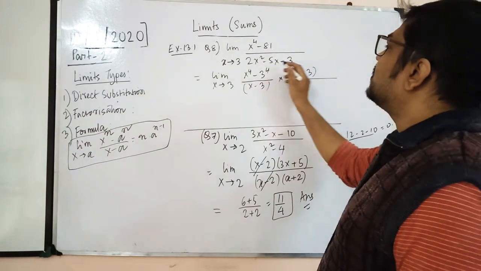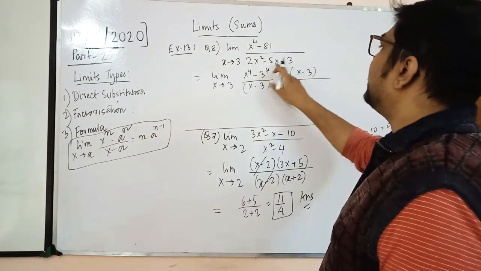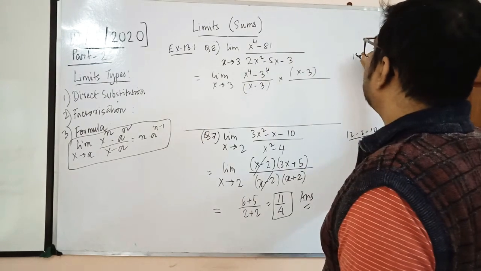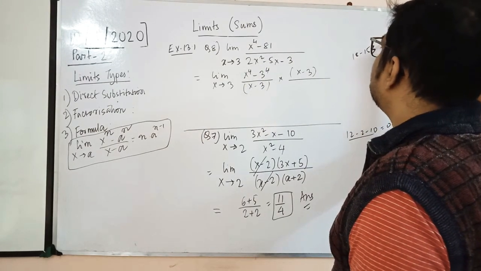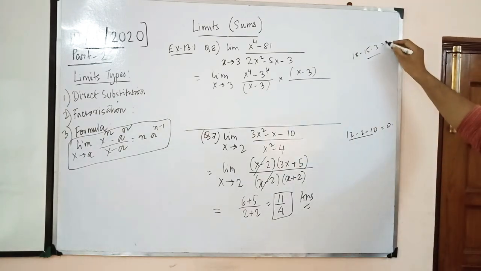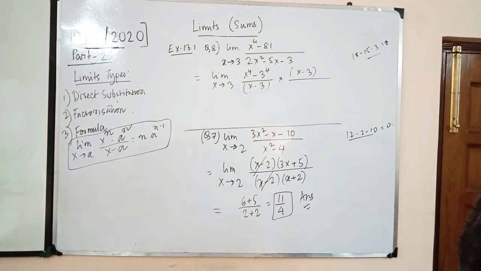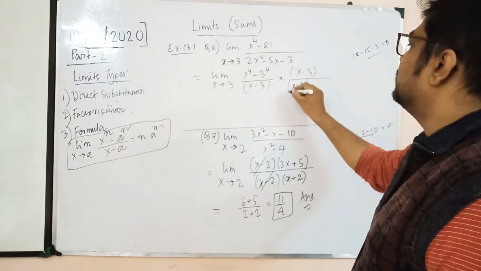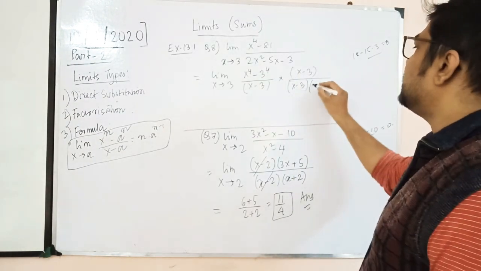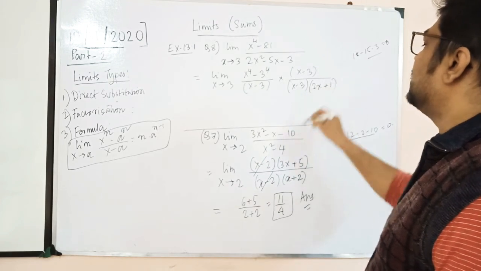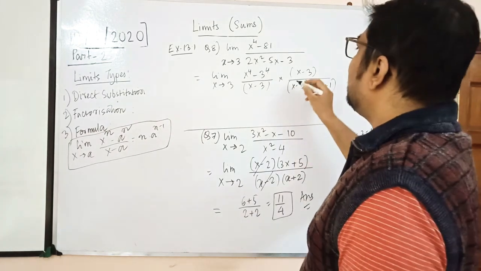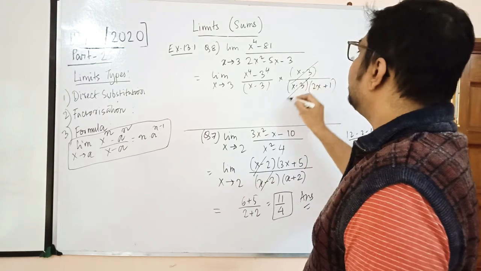And this 2x square minus 5x minus 3, here also I have tested that if I put a 3 over here, it becomes what? 18 minus 15 minus 3, which is also 0. Right. So I will get x minus 3 factor over here also. If I factorize this, I will get 2x plus 1. See whether the factorization is correct. Okay. Now when I do this, automatically this will be cancelled with this.